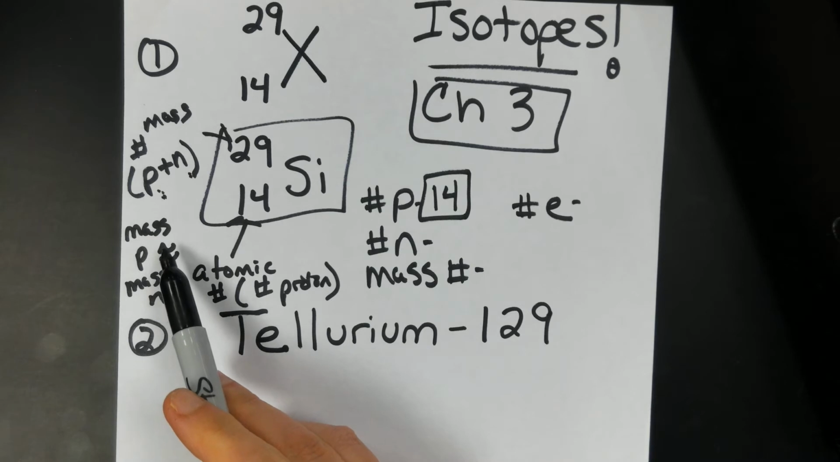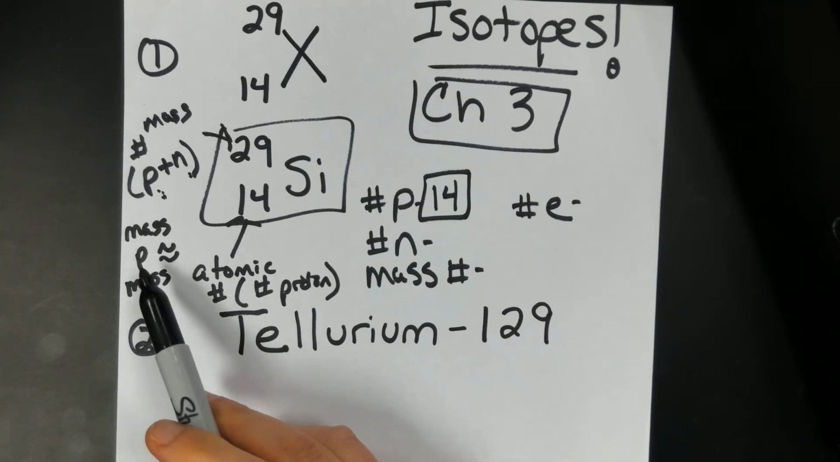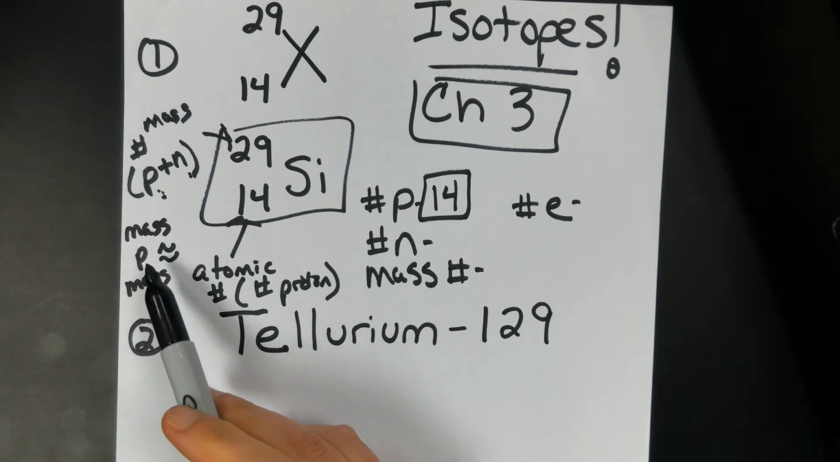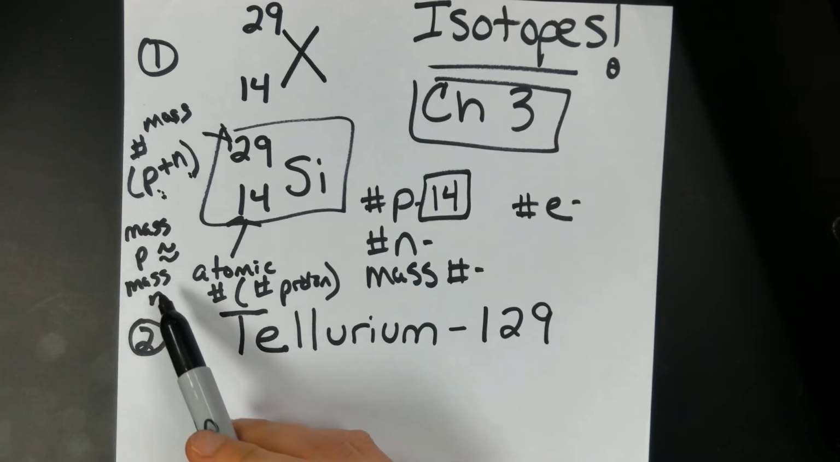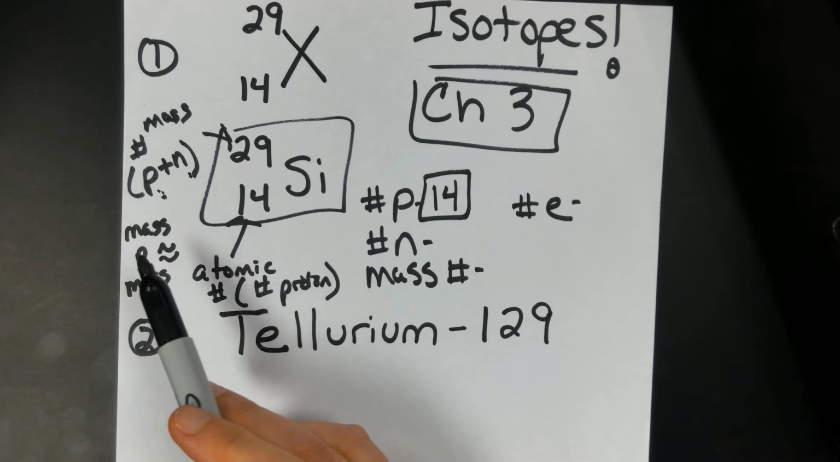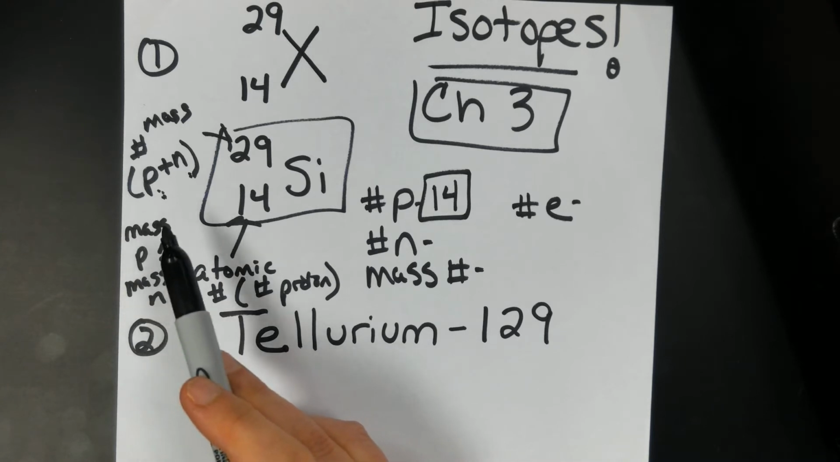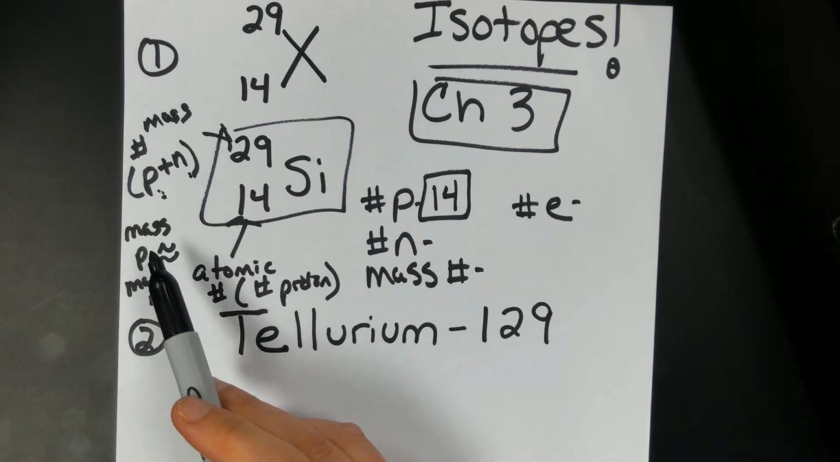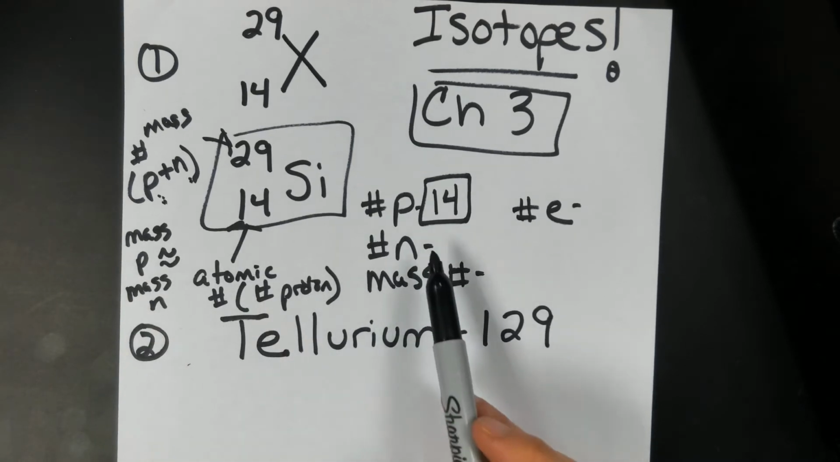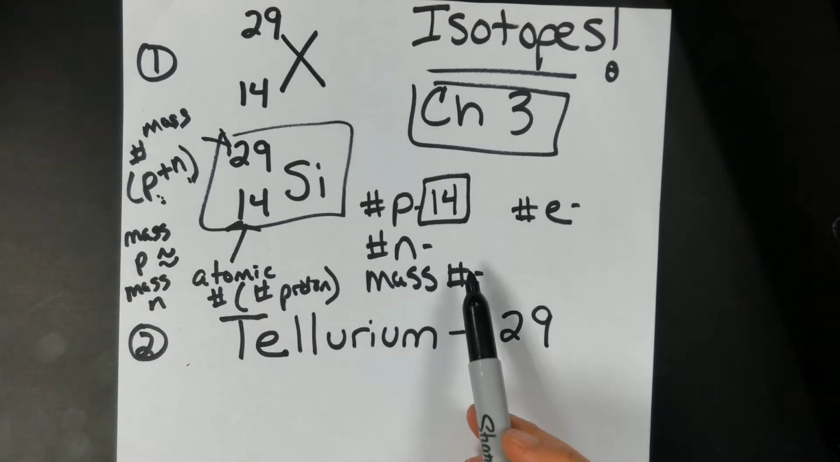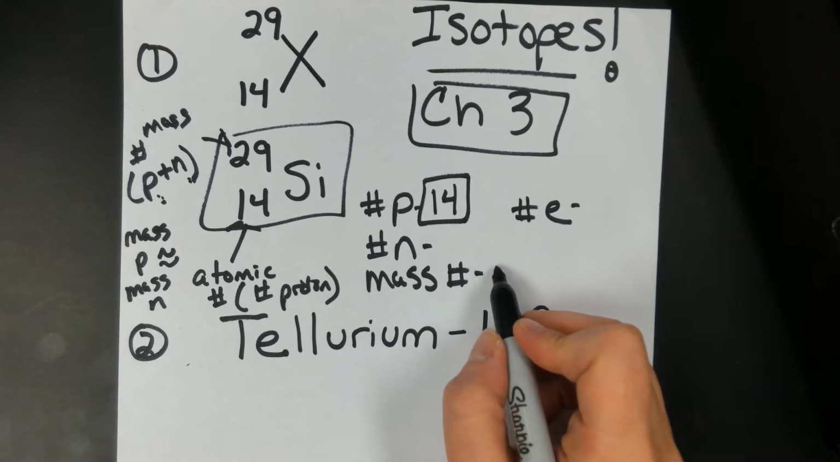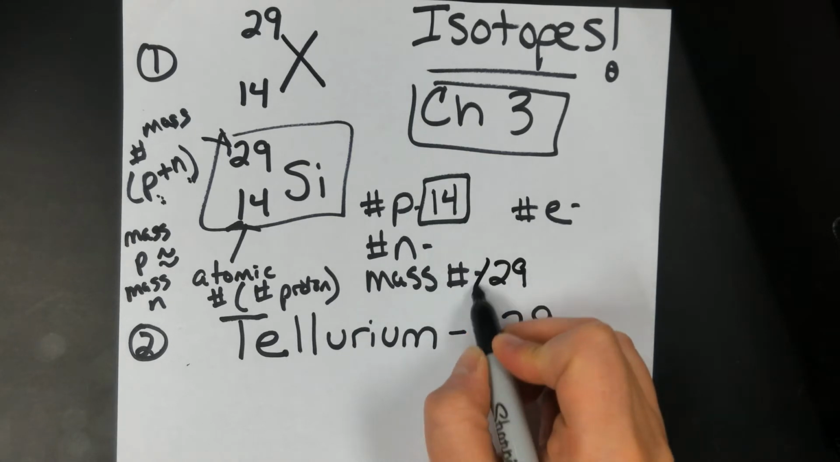Now, is it a little different? I'm telling you, it's so minuscule that it won't matter. So assume that every proton weighs the same as one neutron, and assume that electrons essentially have no mass because it is minuscule. We can ignore it. So what's the mass number for silicon? In this case, for this isotope, its mass number is 29.